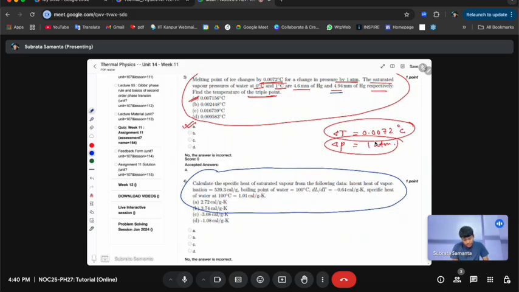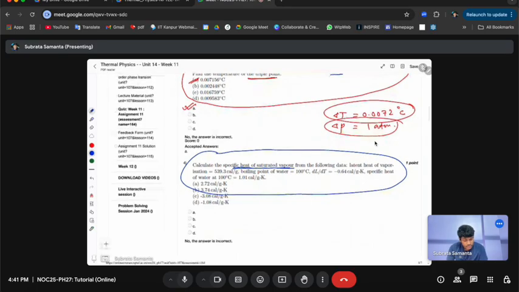Okay, so in the fourth problem, calculate the specific heat of saturated vapor from the following data. So you have to calculate the specific heat of saturated vapor, but the data is given: the latent heat of vaporization in calorie per gram, boiling point of water 100 degrees centigrade, dL/dT is given, and the specific heat of water at 100 degrees centigrade is given.